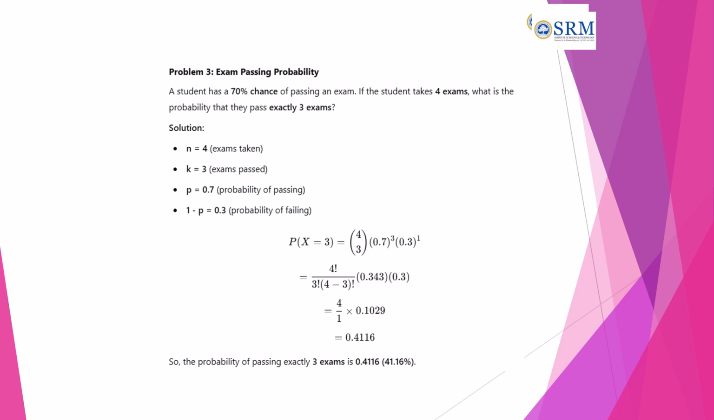Using the binomial distribution, we first figure out how many ways the student can pass 3 exams out of 4, which is 4 ways. Then we multiply this by the chance of passing 3 exams and failing 1 exam. After doing the calculations, the probability comes to about 41.16%. This means there's a little over a 40% chance that the student will pass exactly 3 out of 4 exams.